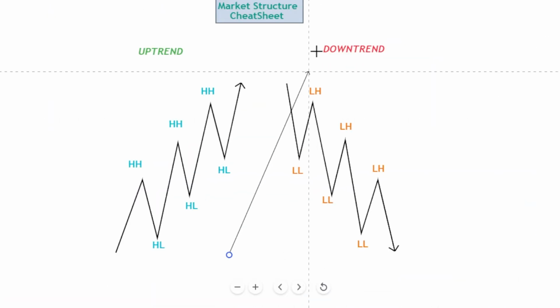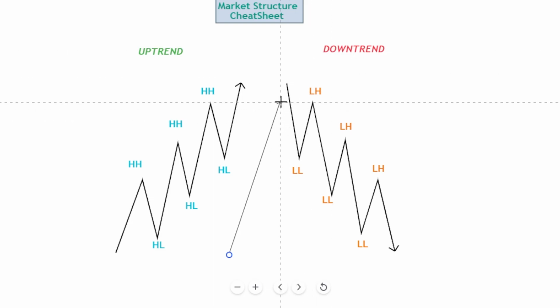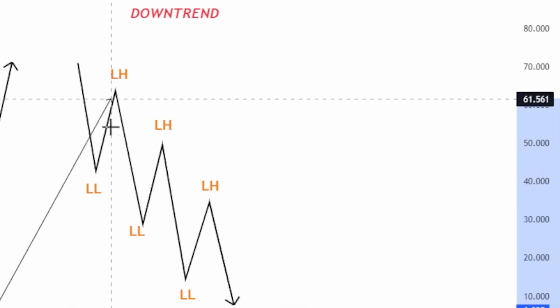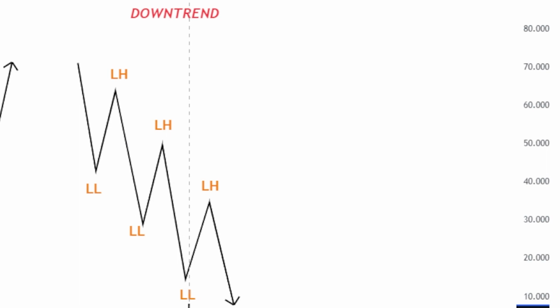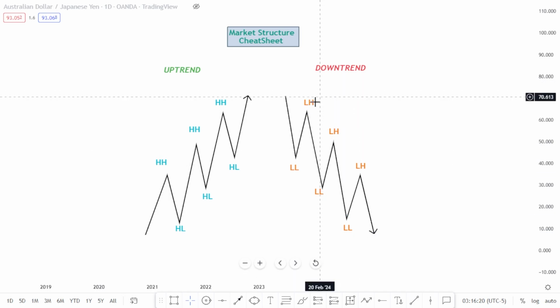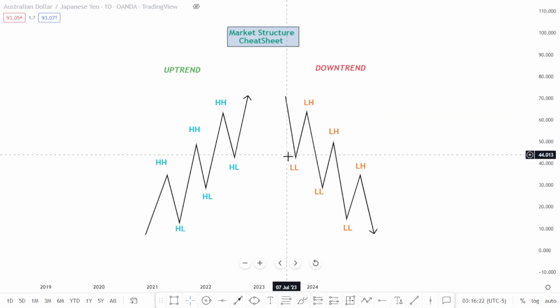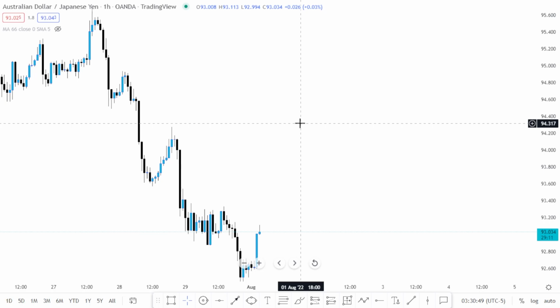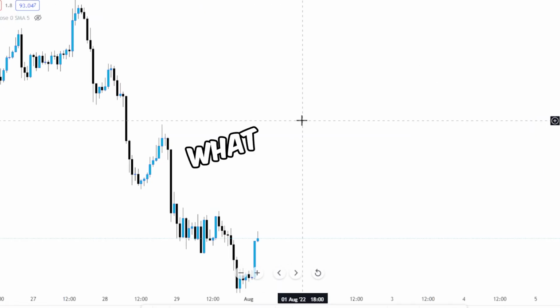So remember, a downtrend market now, guys, creates lower lows, lower highs, lower lows, lower highs, lower lows, lower highs, and so on to the downside. That is a downtrend, guys. The highs are getting lower each time and the lows are getting lower. So for our downtrend, you won't believe what we just found.